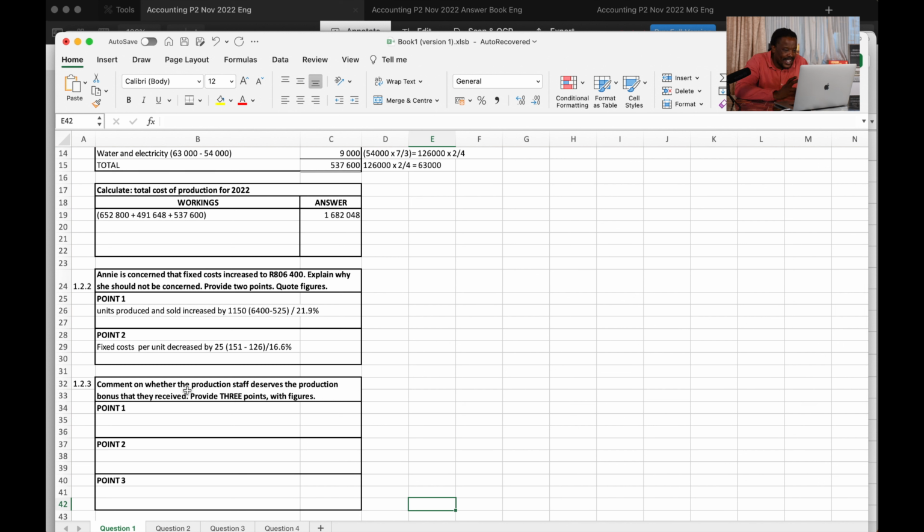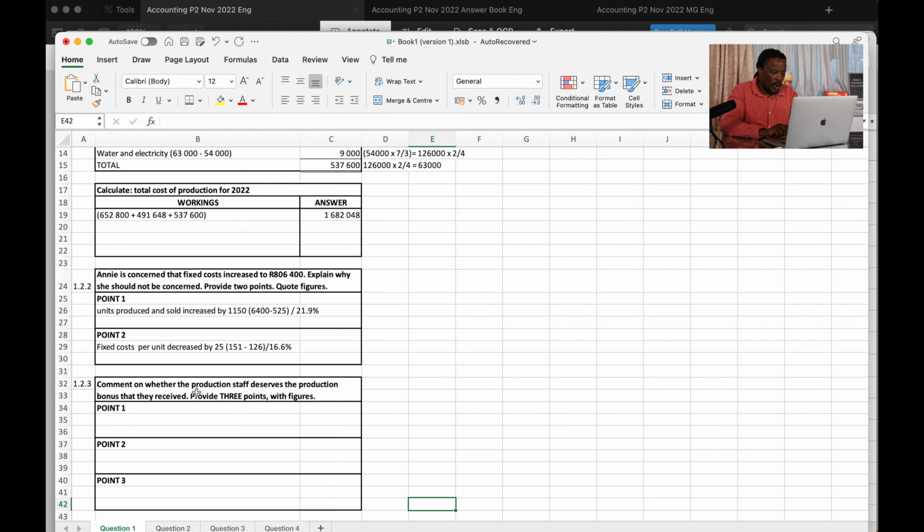Comment on whether the production staff deserves the production bonus that they received. Provide 3 points. When you provide these points, you also look at comparative figures, year 1 and year 2. And you go back and look at direct material, direct labor, and manufacturing overhead, and see if they increased or decreased. And that will be the indication of whether or not they deserve the bonus. Show with calculations, quote figures whenever you are given comparative figures. Very, very important. And that's how you're going to take advantage of marks. So such question, you look at such things.